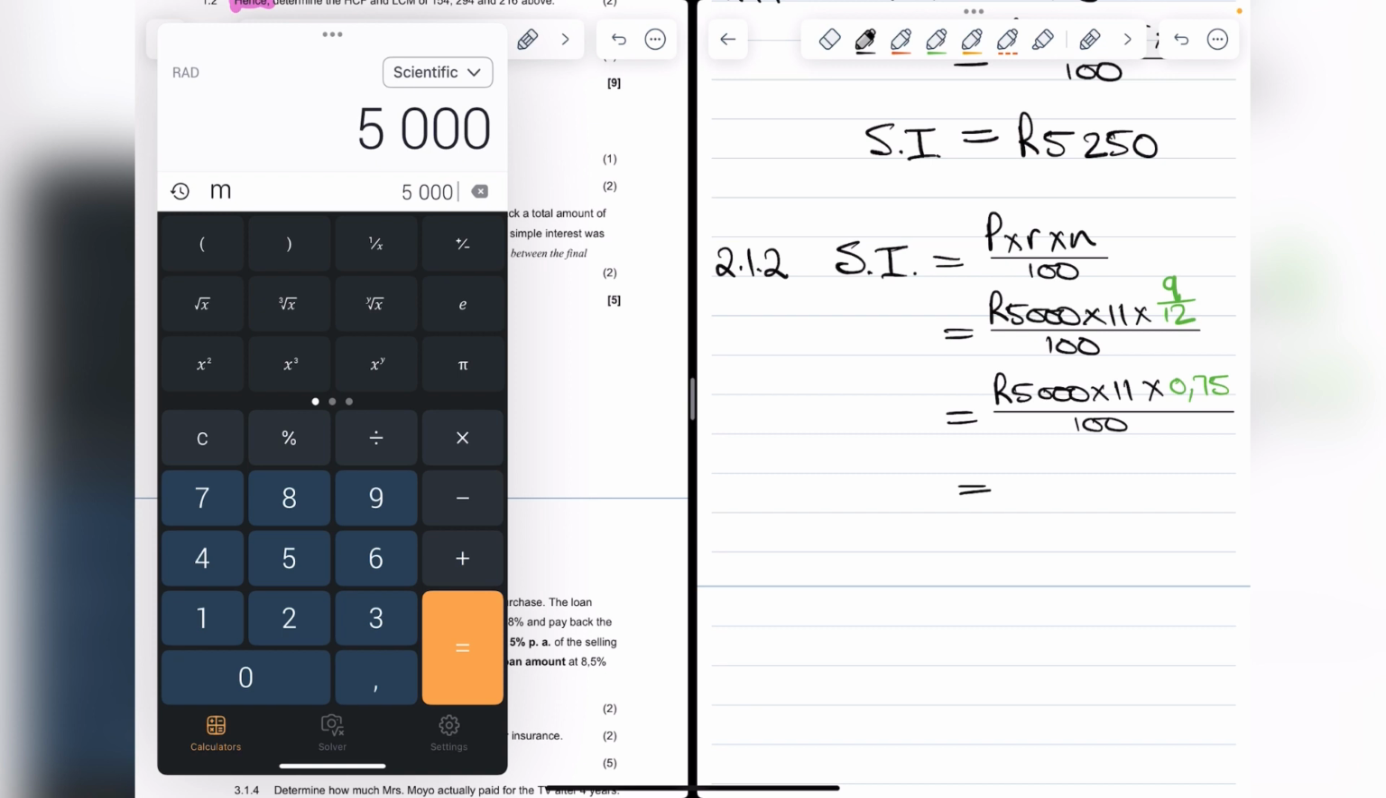So that is then 5,000 multiplied by 11 multiplied by 0.75 divided by 100. And I have my simple interest then for 9 months is equal to 412 Rand and 50 cents.